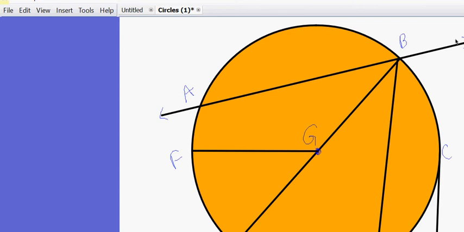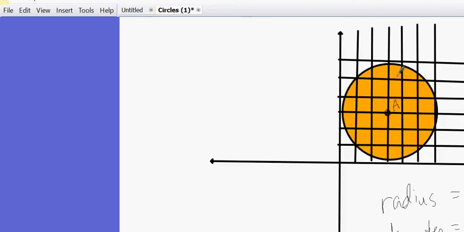Okay, so now we want to be able to label these parts. So I'm going to pause the video here and let y'all try to label these on your own, and then we'll go over it. So the diameter is 2 times the radius.